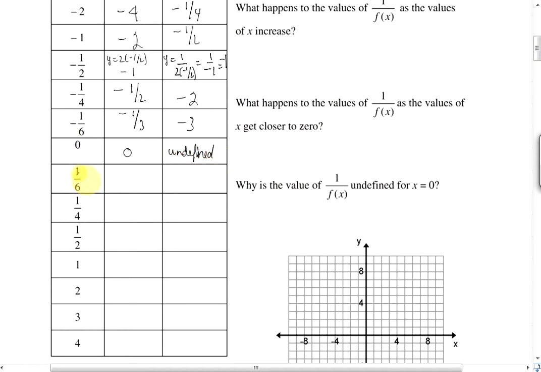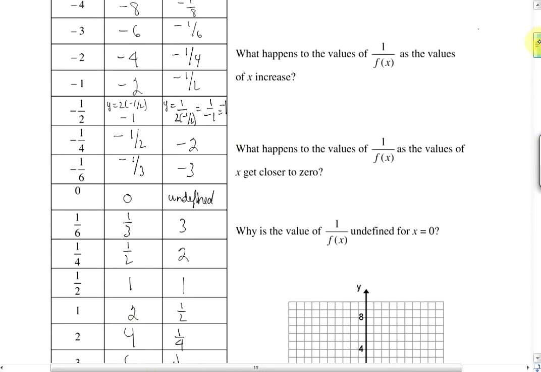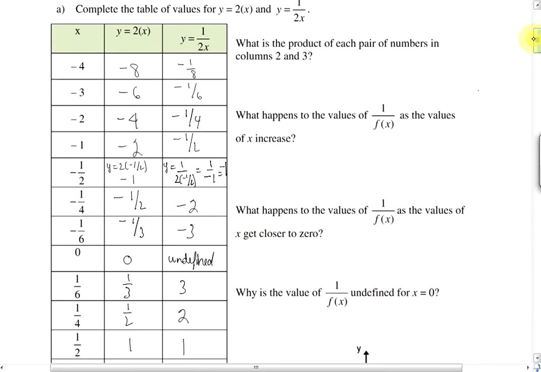Alright, so we're going to plug in the same x values but positive ones this time, so we will get the same y values but positive. So this will be 1 over 3 and 3, and 1 over 2 and 2, and 1 and 1, and 2 and 1 over 2, 4 and 1 over 4, 6 and 1 over 6, and 8 and 1 over 8. Alright, so let's take a look at the questions that we have here.